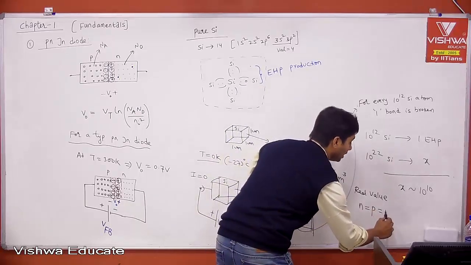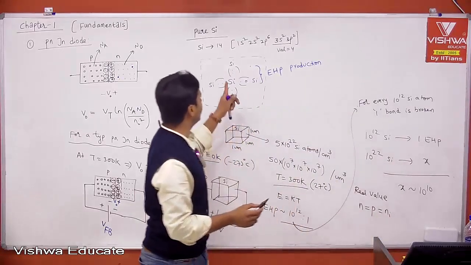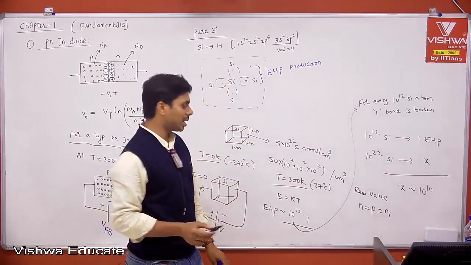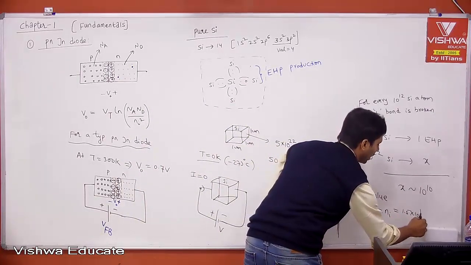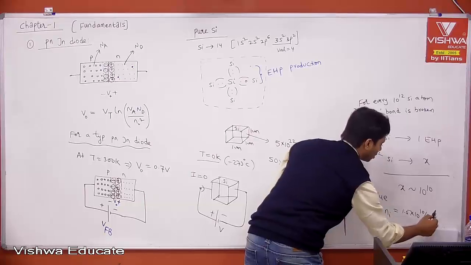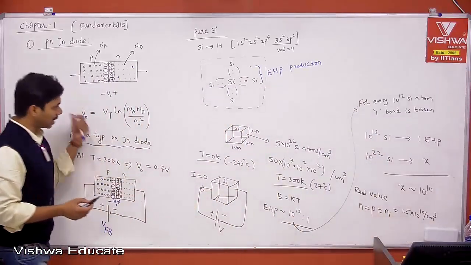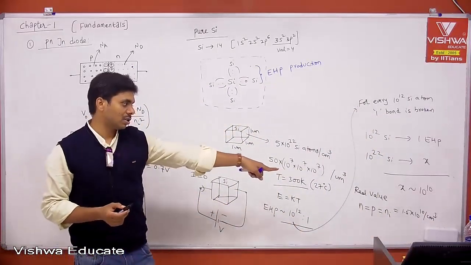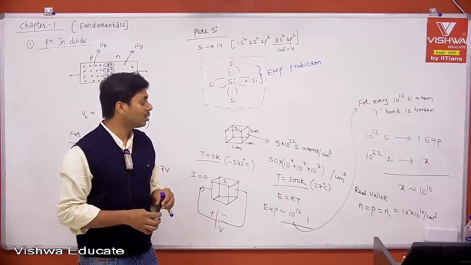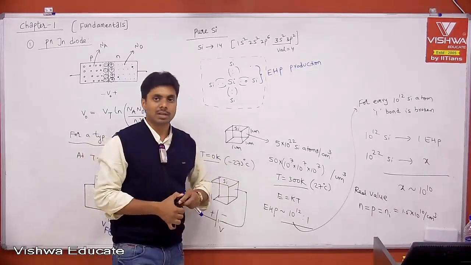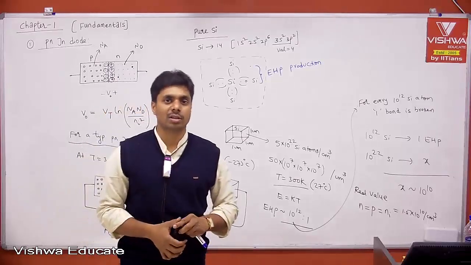That is what people call intrinsic carrier concentration, because this is a pure semiconductor, which is an intrinsic semiconductor. That is 1.5 into 10 to the power of 10 per centimeter cube, which I gave before. The intrinsic carrier concentration Ni is equal to 1.5 into 10 to the power of 10 per centimeter cube at room temperature.